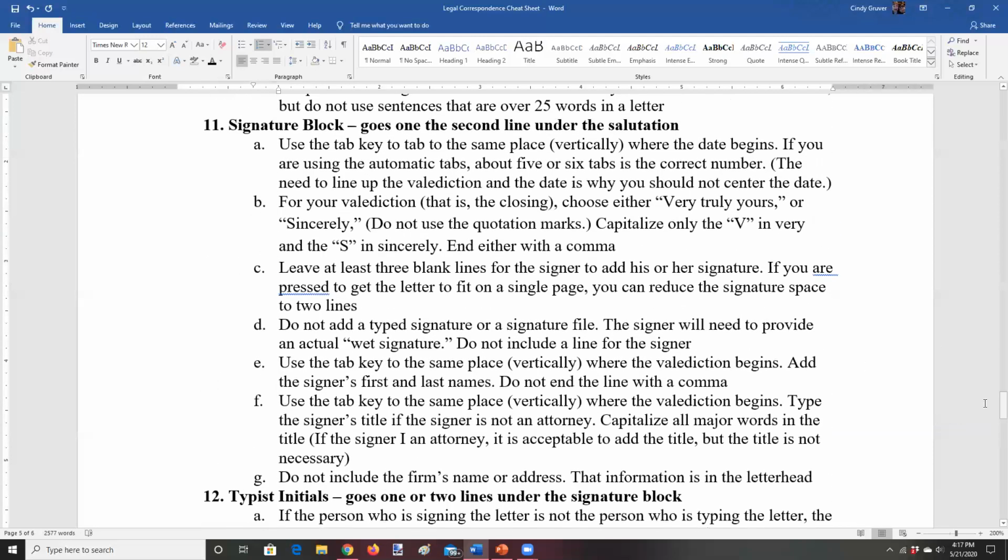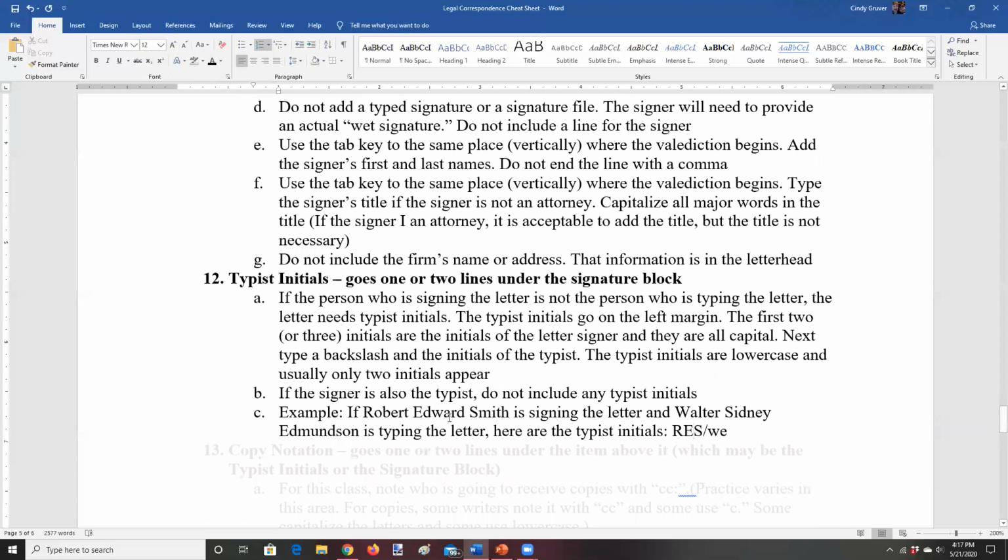So if you're putting the whole name Robert Edward Smith on the signature line, I would probably go RES. If you're using Robert E. Smith, I'd go with RES. If you're just using Robert Smith, I'd probably go with just RS. So that's the first part. Then we do a backslash without any spaces on either side. And then we type the initials of the typist. Again, this person may simply be the typist, the person typing the letter, or this person may have been the person composing the letter.